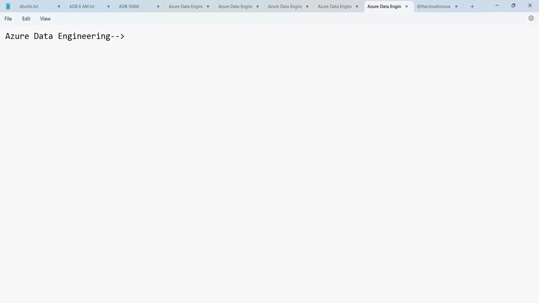So Azure Data Engineering is nothing but what? Let me start from the scratch level, guys. Azure stands for what? Azure is the name used by Microsoft to market their cloud services.